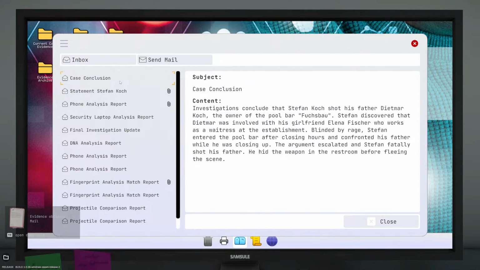Okay. Case conclusion. Investigation concludes that Stefan shot his father, Dietmar, the owner of the pool bar. Stefan discovered that Dietmar was involved with his girlfriend Elena, who worked as a waitress at the establishment. Blinded by rage, Stefan entered the pool bar after closing hours and confronted his father while he was closing up. The argument escalated and Stefan fatally shot his father. He hid the weapon in the restroom before fleeing the scene. Okay, case solved.